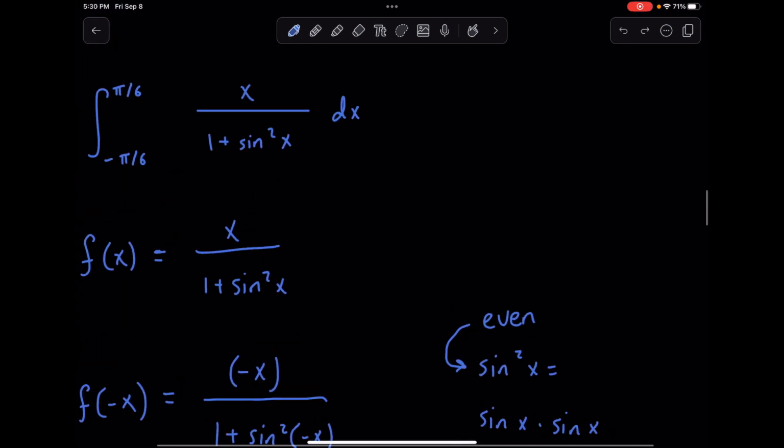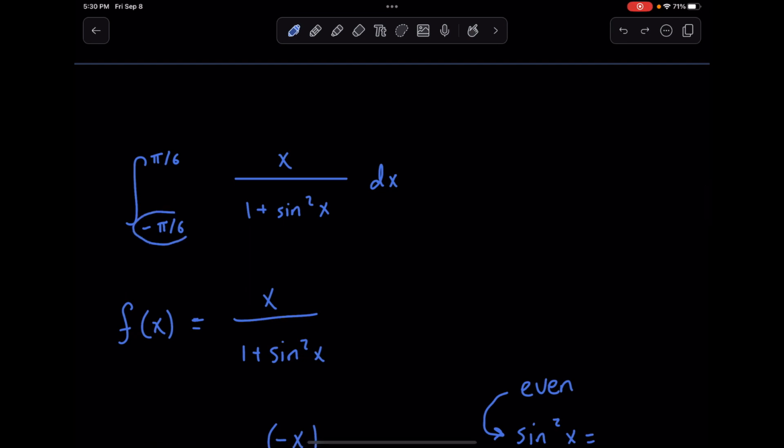And we know that whenever we have a function from -a to a, and the function itself is odd, the integral will always simply equal 0.